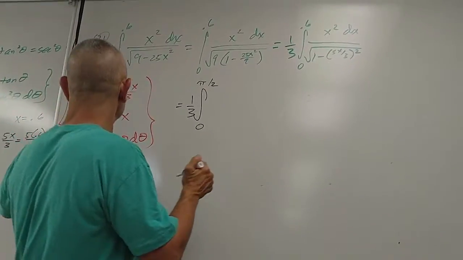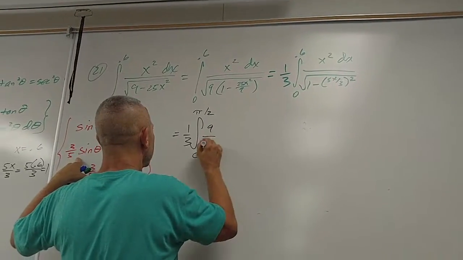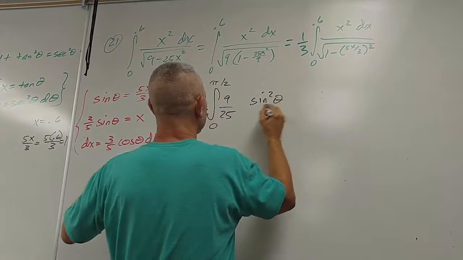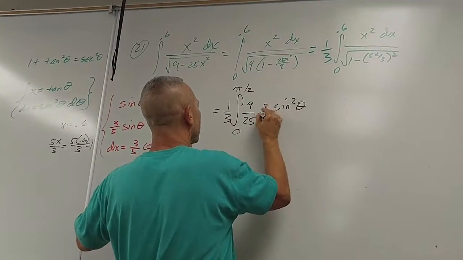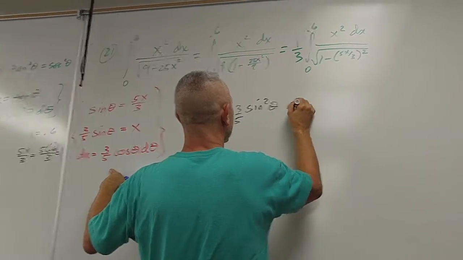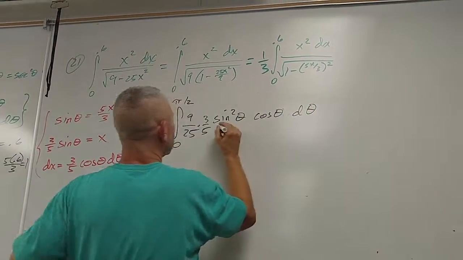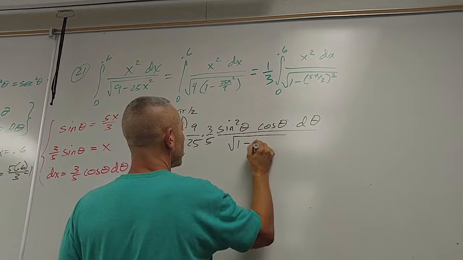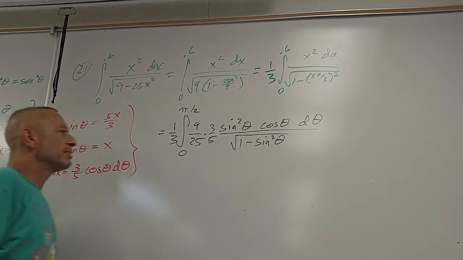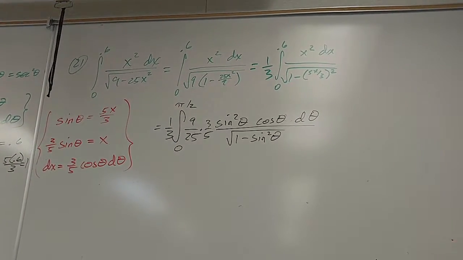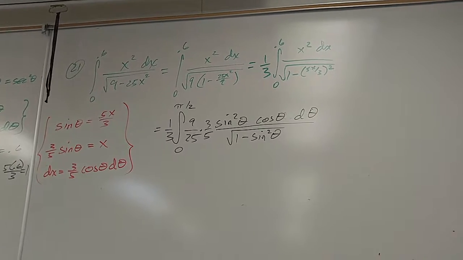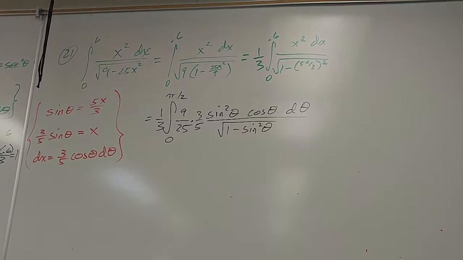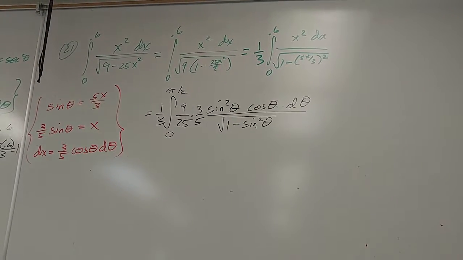X squared, I guess that's 9/25 sine squared. dx is another 3/5, and then we have a cosine theta d theta. And underneath all this junk is a square root of 1 minus sine squared theta. Make sure I didn't miss anything. I've been making so many mistakes, I'll let you catch it now. I didn't make one here?